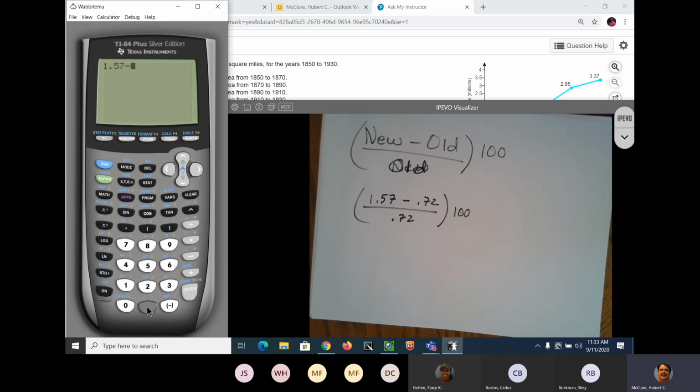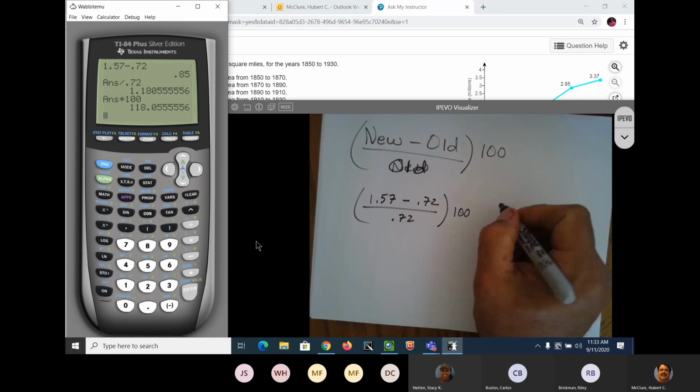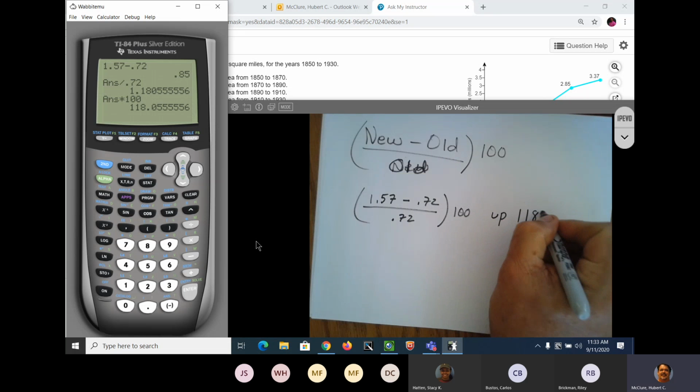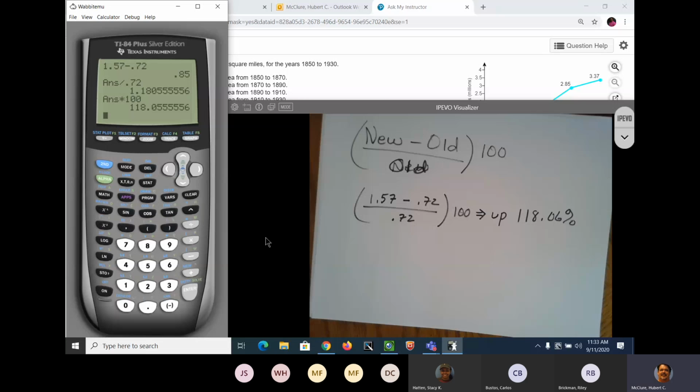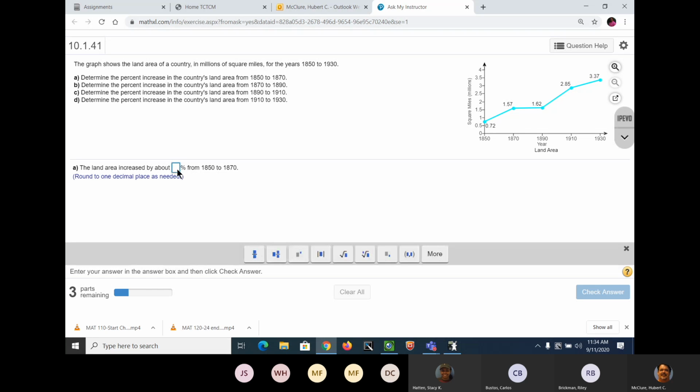1.57 minus 0.72 divided by 0.72 multiplied by 100. So that's up 118.06%. The reason it's up is because it's positive. Okay, so let's type that in. Round to 1 decimal place, so 118.1.